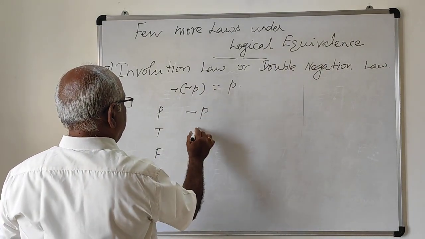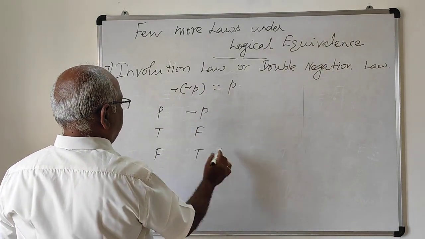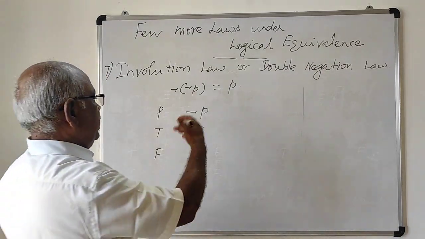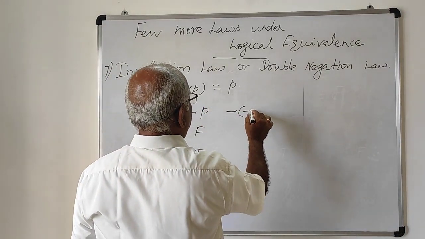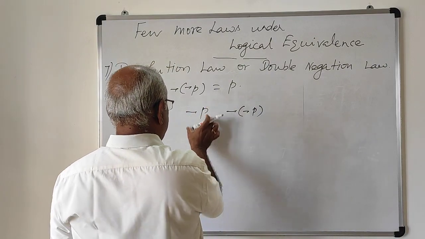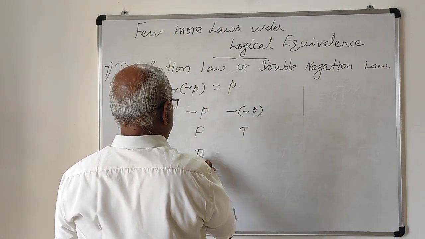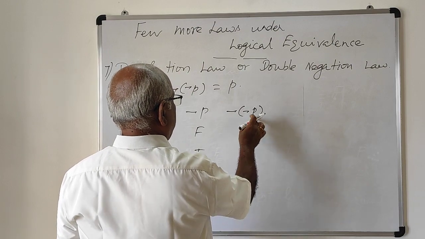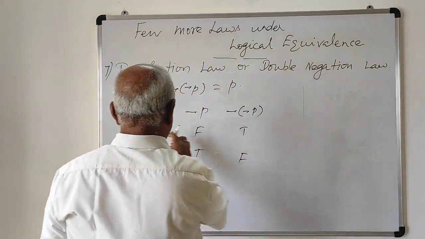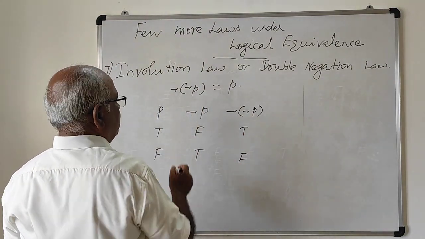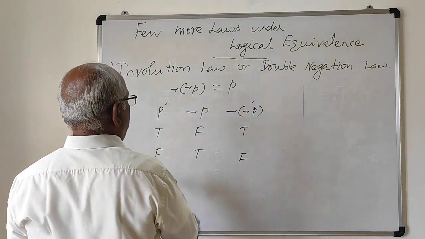Negation P is T replaced by F, F replaced by T, and negation of negation P, that means F replaced by T and T replaced by F. See, negation of negation P is T, F, which is P. So, the first and third columns are equal.